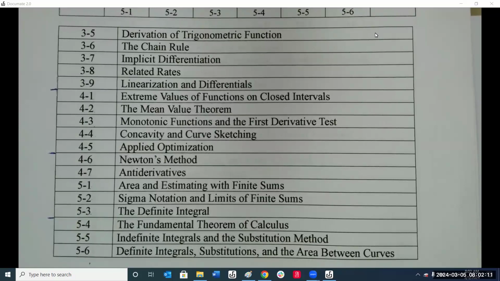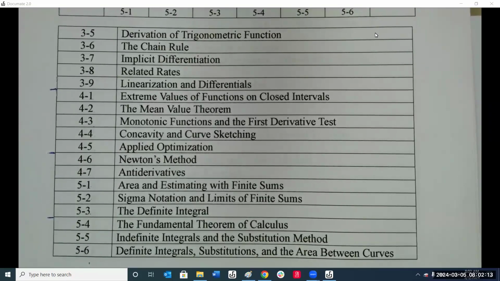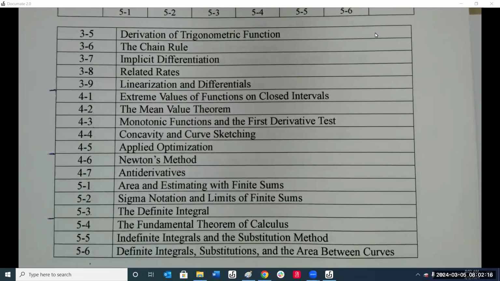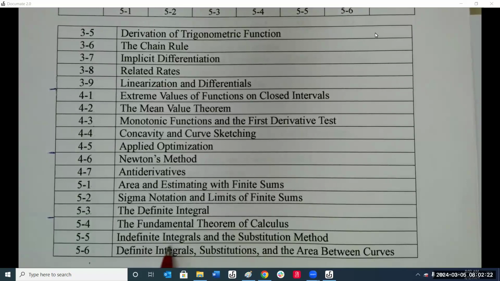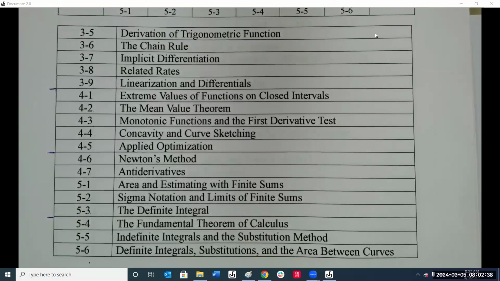But like today, we're going to cover 2 sections because a lot of these are quick and easy ones that we talk about. Fundamental theorem of calculus, that's going to be a quick and easy one. Indefinite integrals and substitution method, that's also pretty quick and easy. Today we're going to do 2 sections. And the derivative of trig functions, that one shouldn't take us more than 5 minutes. Once I show you how it's done, you could apply it to all the trig functions.